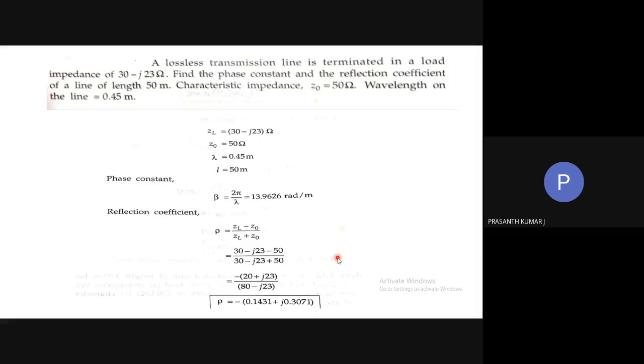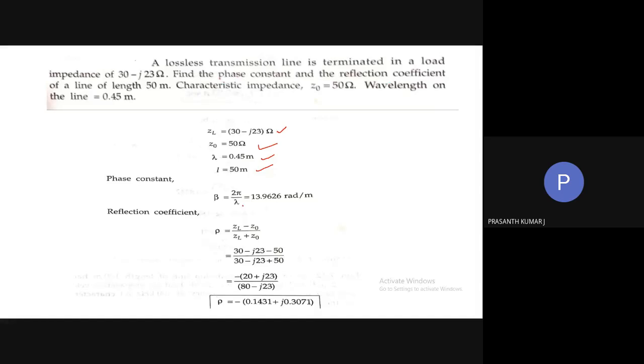Now, there is a problem on this reflection coefficient. A lossless transmission line is terminated in a load impedance of 30 minus j23 ohms. Find the phase constant and the reflection coefficient at a length of 50 meters. Characteristic impedance is 50 ohms. Wavelength is 0.45 meters. So what is the data given? ZL is given, Z0 is given, lambda is given, and length of the transmission line is given. What is it asking? It is asking to find phase constant and reflection coefficient.